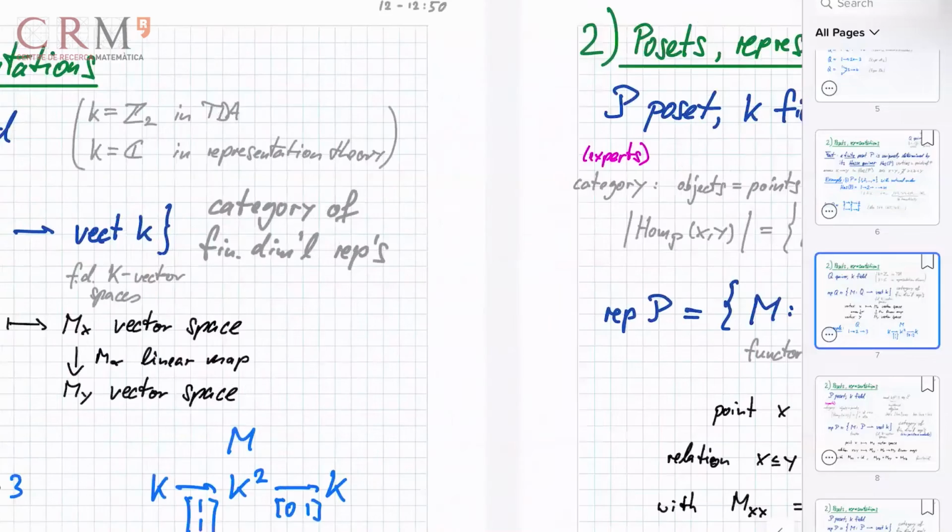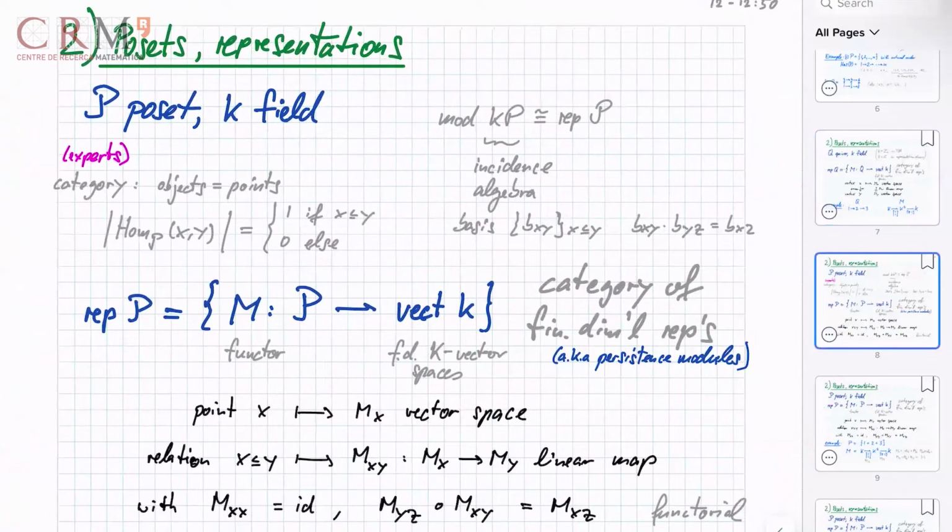Let's now go to a representation of a poset. If I have a poset P and I fix a field K, I want to define the category of representations of the poset. This time I want to do the same thing: I want to have a map M that goes from the poset to vector spaces.